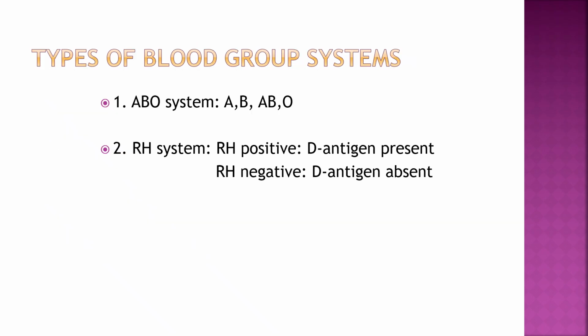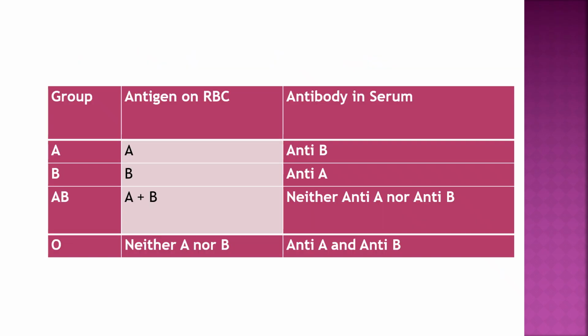Now we will see types of blood group systems. There are mainly two types of blood group systems: the ABO system and the RH system. In the ABO system, mainly four types of blood groups are there: A, B, AB and O, according to the antigens and antibodies present, that we will see later on. The second system is the RH system. RH positive blood is when the D antigen is present, and RH negative blood is when the D antigen is absent.